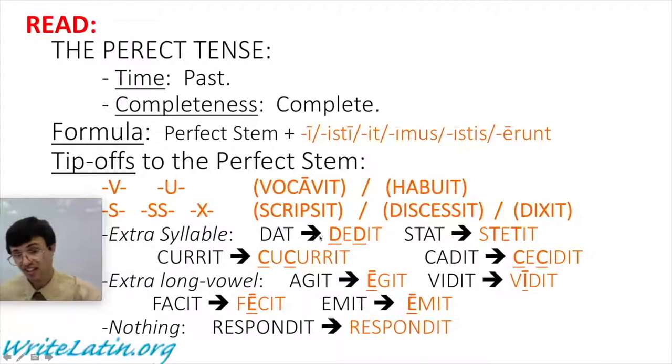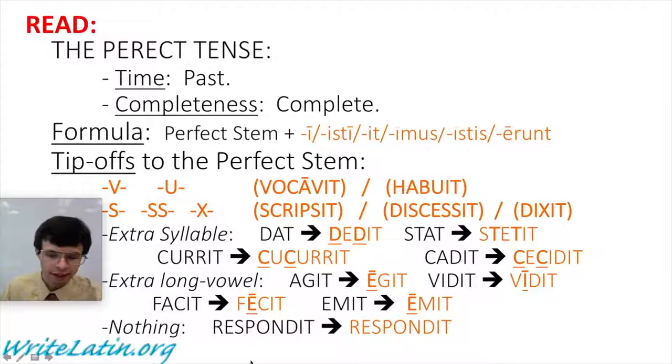We did the stutter, or reduplication, dedit. We did the lengthened stem vowel: agit becomes ēgit, videt becomes vīdit, facit becomes fēcit, emit becomes ēmit. Now notice that you might confuse these two if you're not watching out for the macron on top, because they look very similar. And then lastly, a few words don't change at all, and you can't tell the difference except by context. Respondet, he responds, becomes respondit, he responded, and they're identically the same. But those are rare.